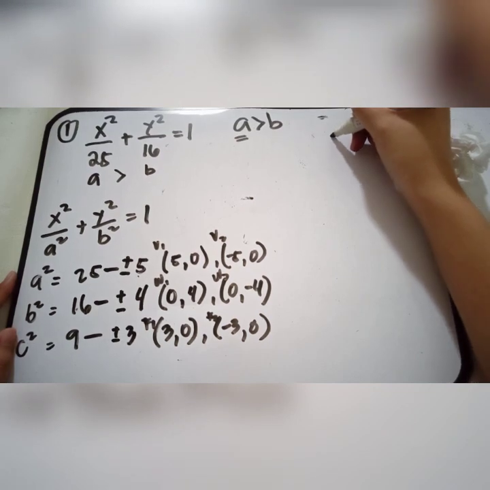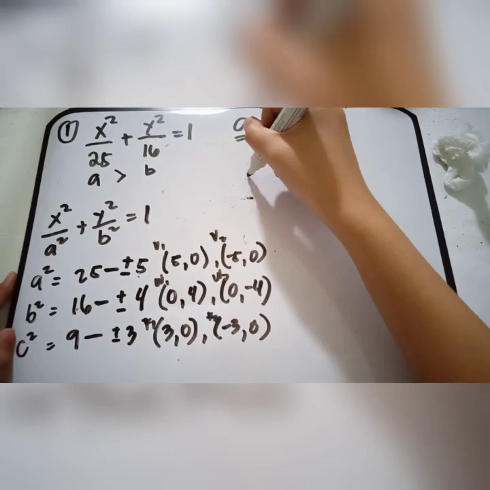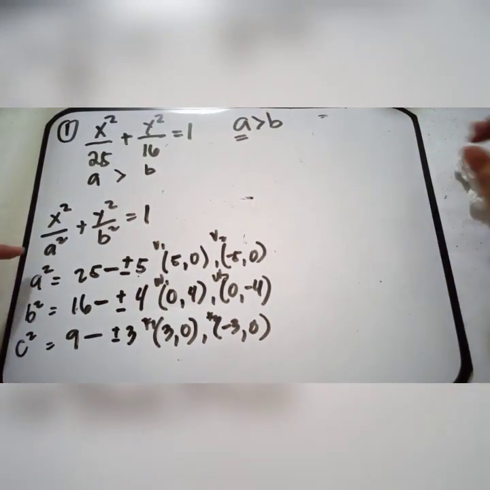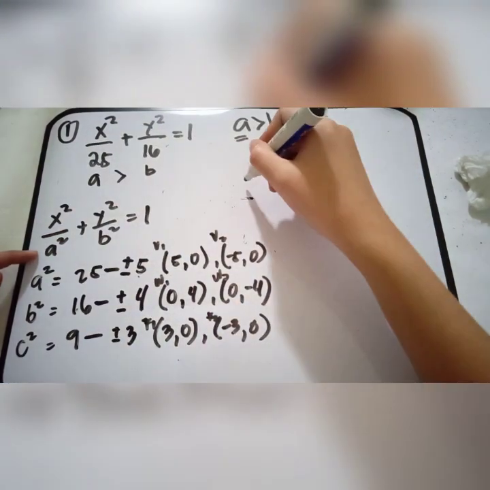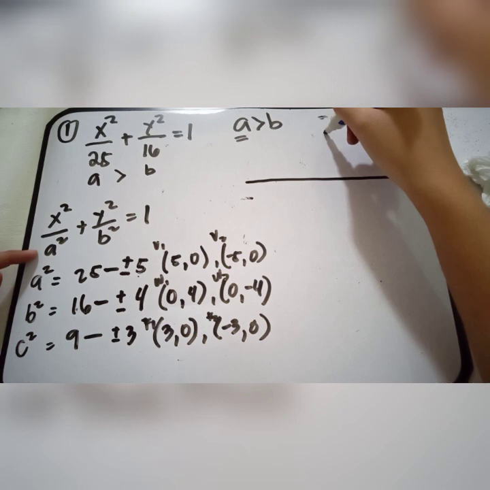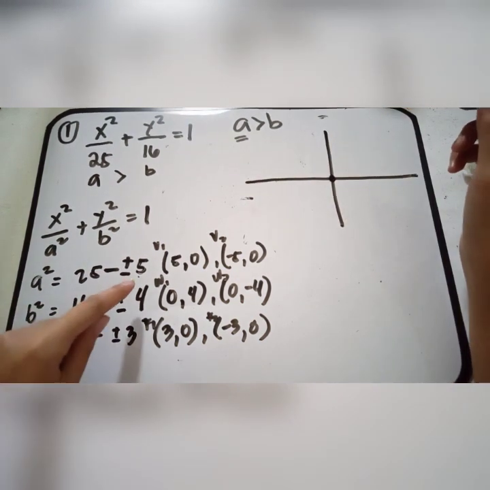Okay, so minor natin, naka-vertical. Major natin, naka-horizontal. Since ang kasama ni A is si X. So, mas malaki yung horizontal kaysa kay vertical. So, here's our center. So, let's plot.